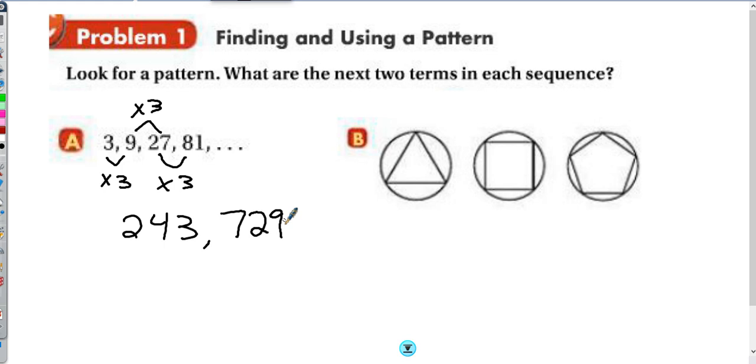So each one of those multiply by 3. So you could keep going. You would multiply 729 by 3, but you can stop there.